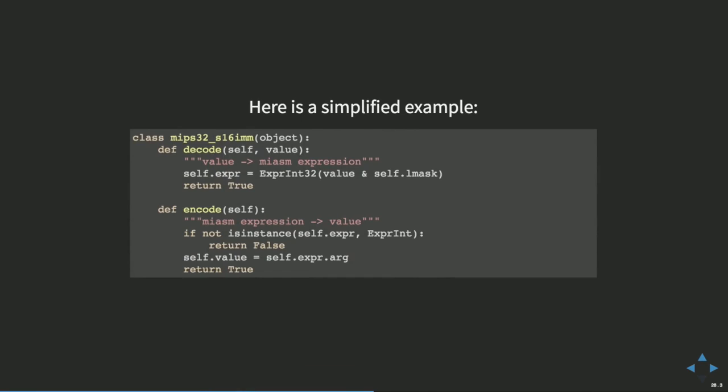Here's a simplified example of the immediate. It's almost what you will find in the MySM source code. This object has a decode function, and the decode function takes a value from the binary and returns a MySM expression. In this case, that's an integer. Encode is the other way around. It takes the internal MySM expression and returns the value that will be encoded in the binary expression.